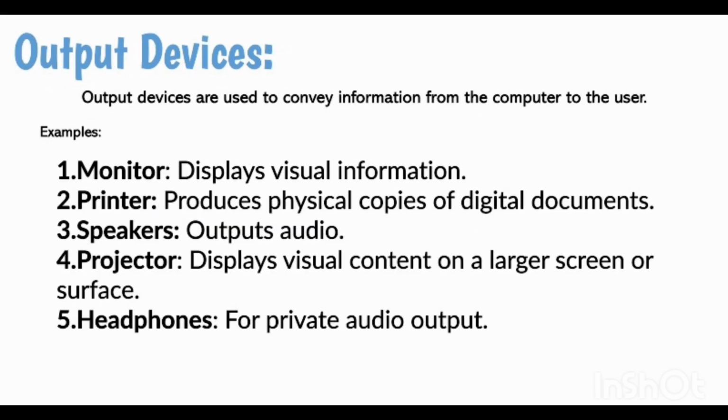Next, output devices. Output devices are used to convey information from the computer to the users. Monitor displays visual information. Printer produces physical copies of digital documents. Speakers output audio. Projector displays visual content on a large screen or surface. Headphones are for private audio output.